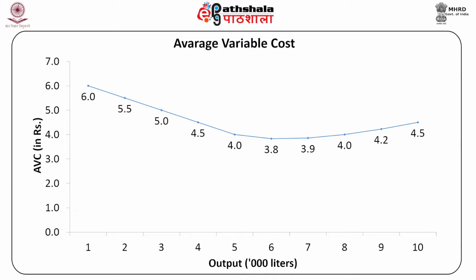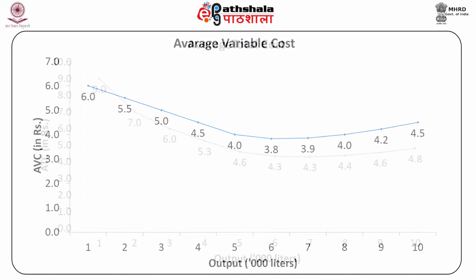Figure 3 represents the shape of the average variable cost curve. The AVC curve is U-shaped and the reason for this is the law of diminishing marginal returns. As long as increasing returns to the variable factor prevails, this curve is downward sloping, and when the diminishing returns start to dominate, the AVC starts increasing and the curve starts moving upward. In between these two situations, the AVC achieves its minimum point.